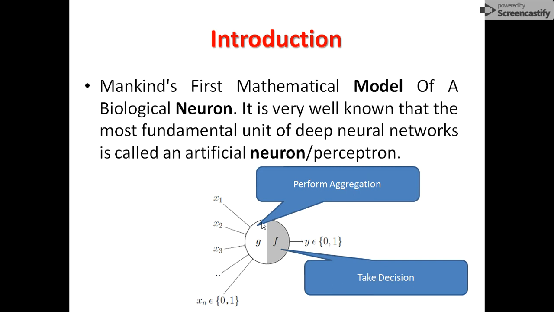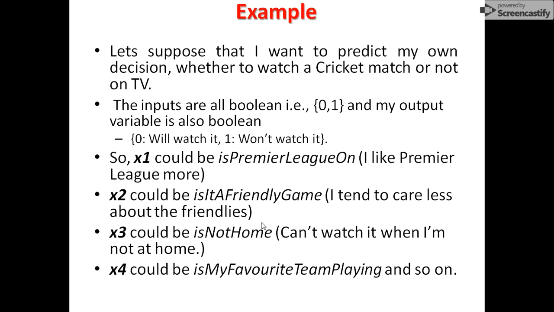And the second part, represented as F, is used for taking a decision, either this neuron is going to be fired or not, or whether the output of this neuron is going to be 0 or 1. So this is basically how MP neuron works. It gets the aggregation of inputs, checks some specific conditions and then takes the decision whether it should be fired or not. So let's take an example of different inputs and outputs.